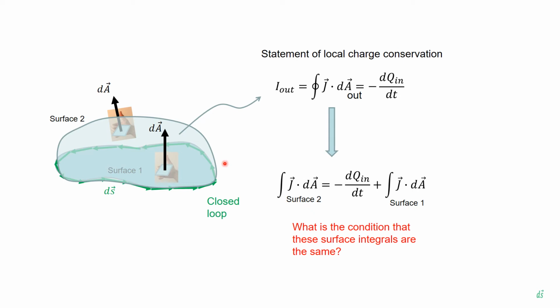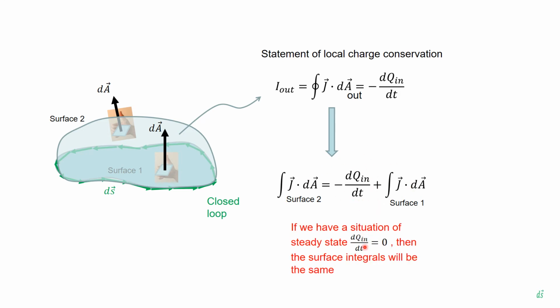So if you just rearrange the terms a little bit, you see that the surface integral through surface number 1 and the integral through surface number 2 are not in general the same because of this term. This term makes them not the same. So what is the condition that these two surface integrals will be the same? Obviously, if this term is 0.